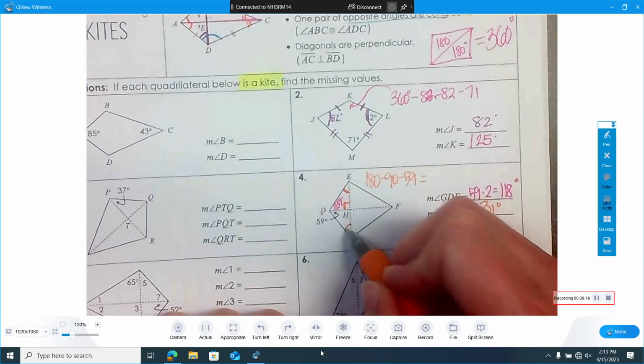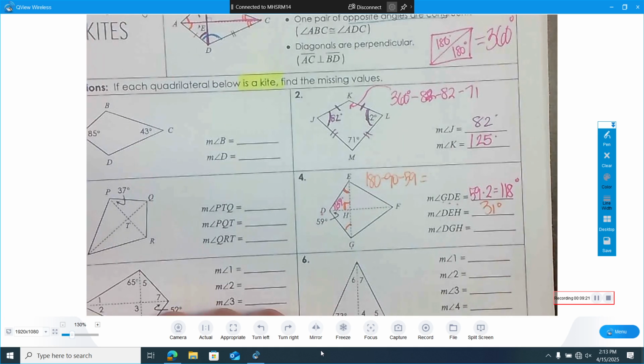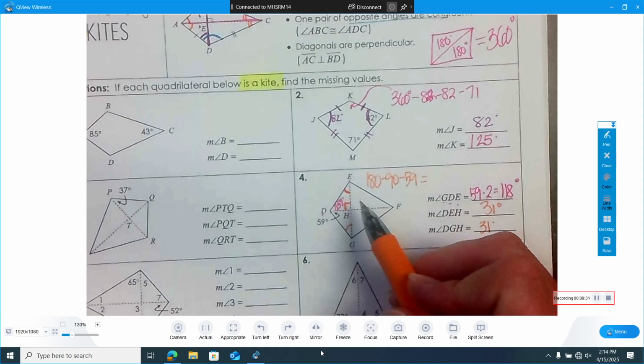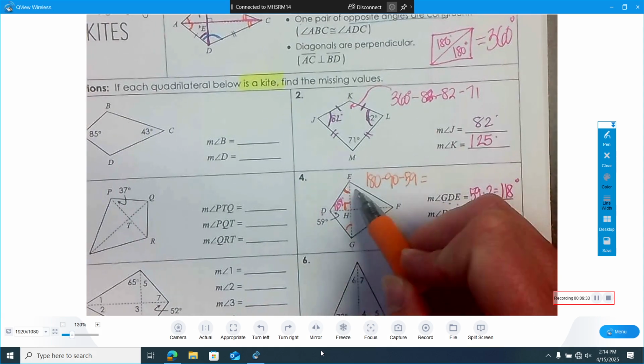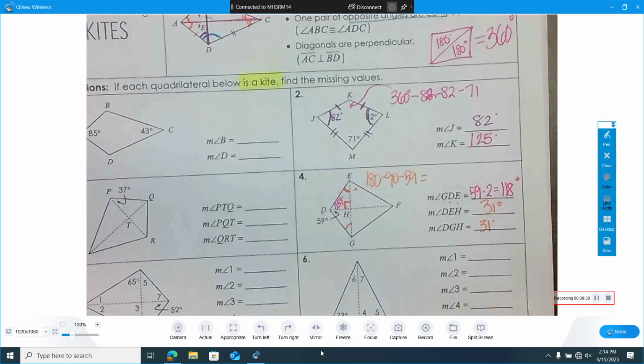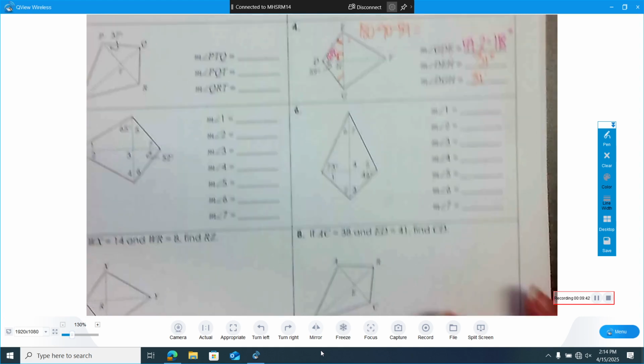DGH is down here. What's that little angle? Also 31. It does not mean that. So this angle HEF, we don't know what that is. These two are not congruent. They don't look it either. Yeah. Good question. All right, let's look at number 8.